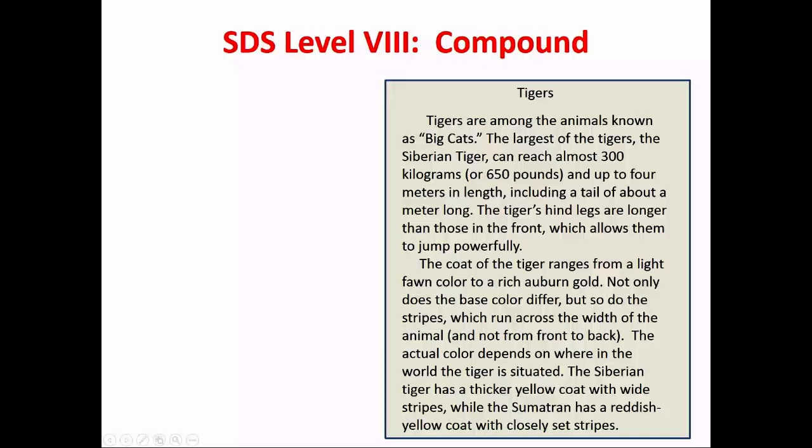The next one: the coat of the tiger ranges from light fawn color to a rich auburn gold. And then it gives you lots of information about that. So it's another episode. This would be eating the porridge, and this would be sitting in the chair. So this text might go on for 20 pages and have many, many compounded episodes or discussions.